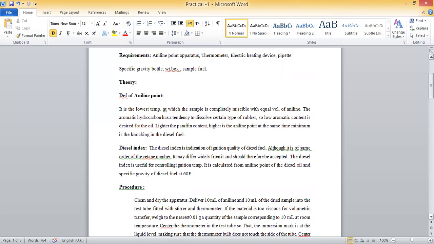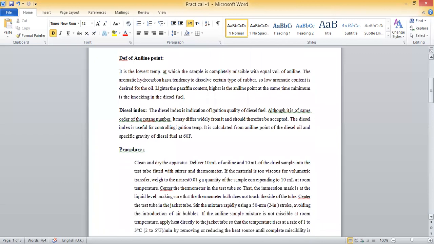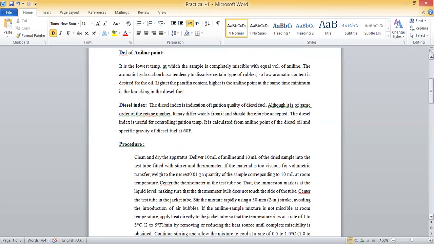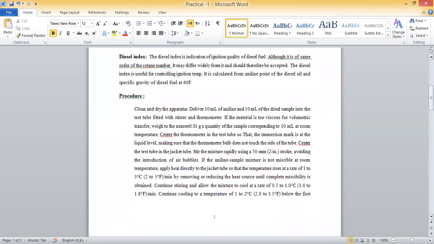So what is diesel index? Diesel index is an indication of the ignition quality of diesel fuel. Although it is of the same order as the cetane number, it may differ widely from it and should therefore be interpreted with care. The diesel index is useful for controlling ignition temperature. It is calculated from the aniline point of the diesel oil and the specific gravity of the diesel fuel at 60 Fahrenheit temperature.